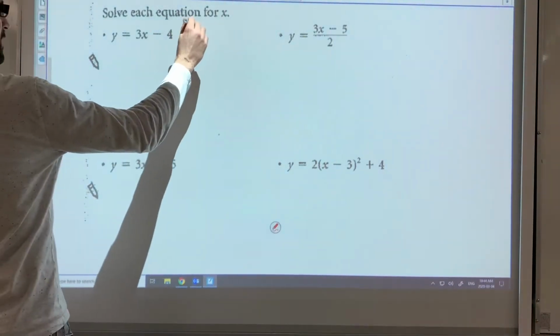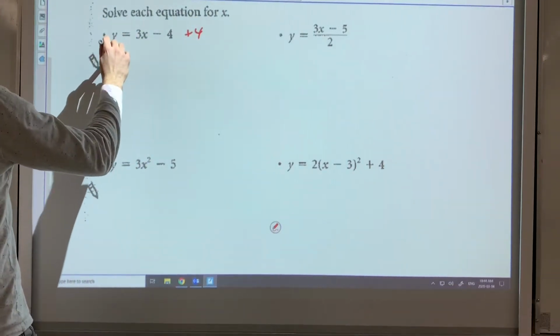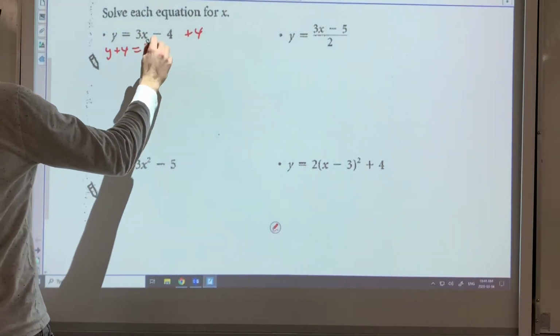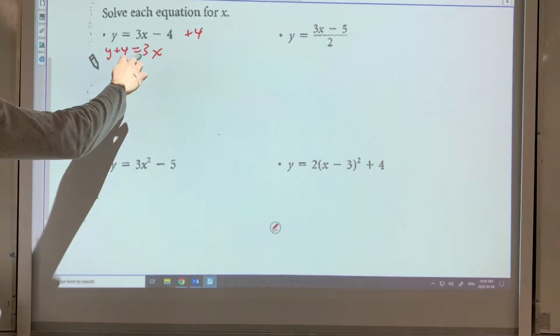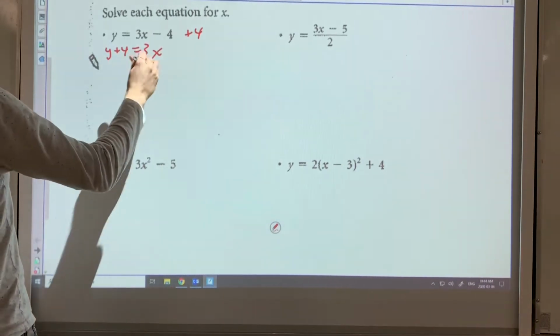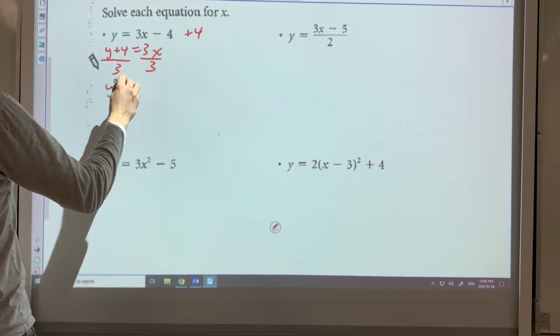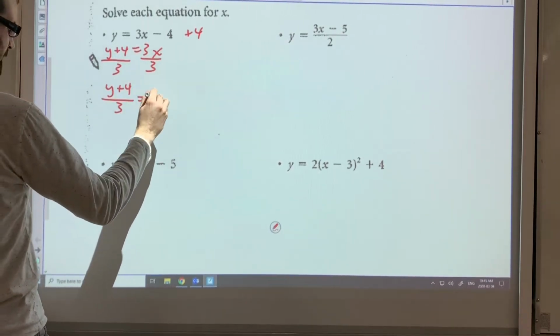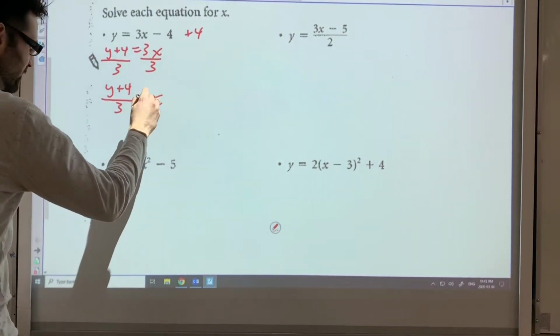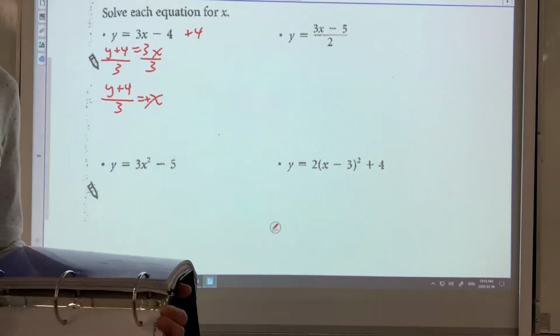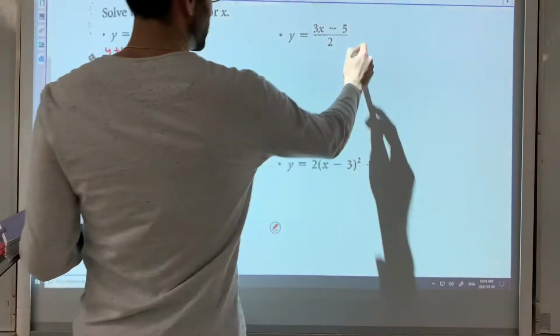So we're just going to add 4 to both sides. So we get y plus 4 equal 3x. And then we're going to divide both sides by 3 because the opposite of multiplication by 3 is division by 3. So there's your answer for that one. That equals x. That's not negative x. There. Good? Next one. What's our first step?